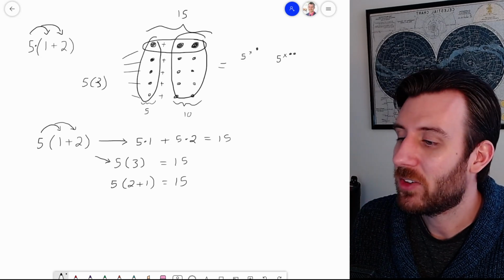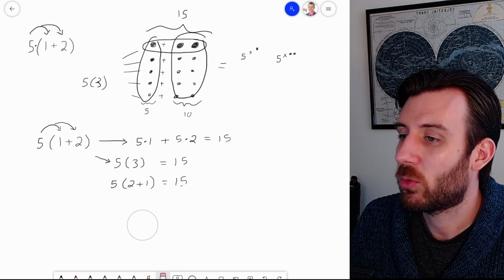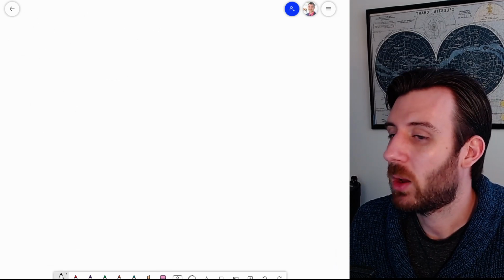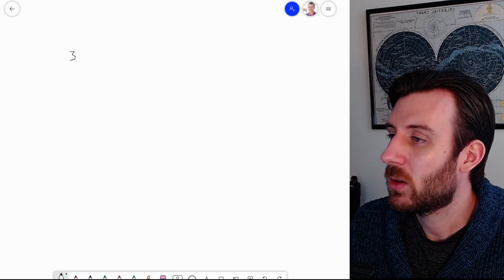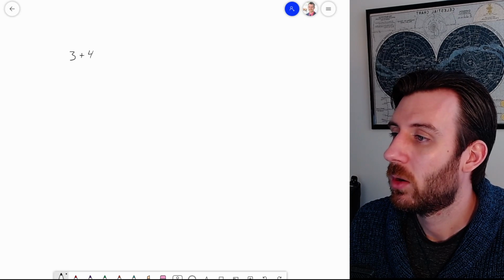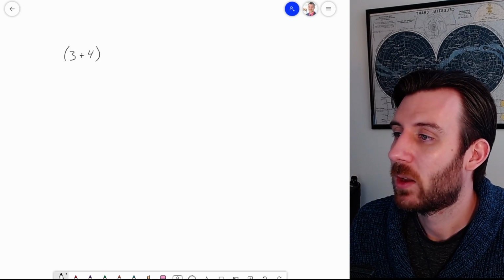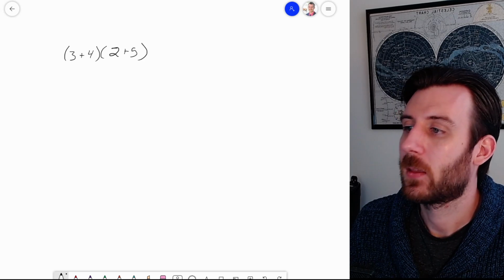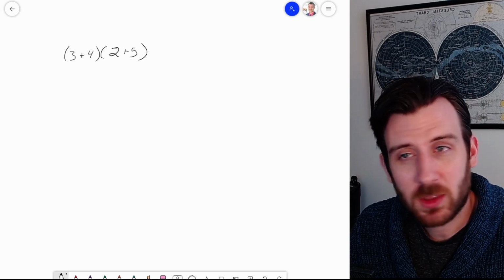repeated. So let's now take a look at this situation and replace it with something maybe a little bit more difficult. So maybe we've seen problems like this: (3 + 4) times (2 + 5). How would we handle a problem like this?